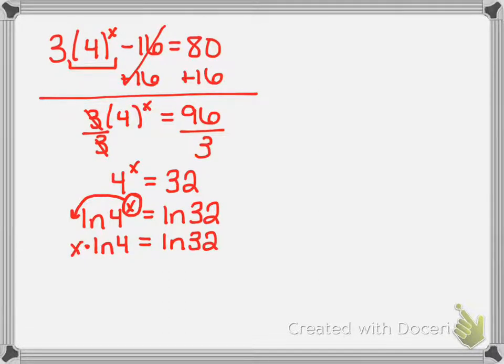And then this time around, the last step, the rearranging step to isolate my variable, is just one step. I'm just going to divide by the natural log of 4. I now have x isolated.